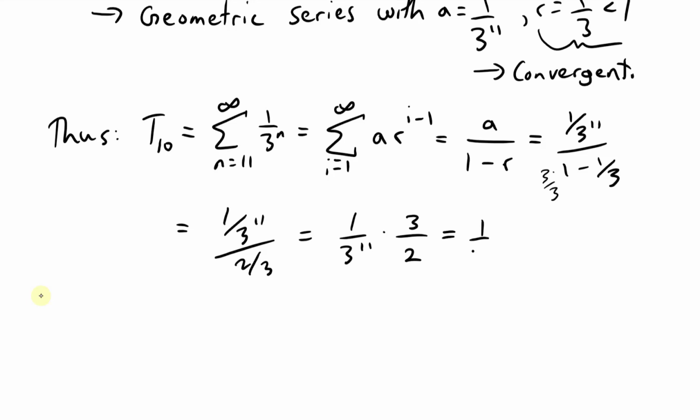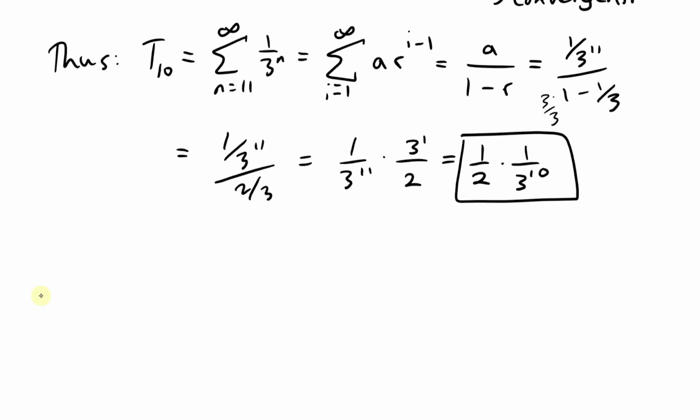So we get 1 over 2 times, and here we subtract the powers because they're divided, 1 over 3 to the 10. So this is the exact value of the remainder that we get from the comparison theorem. So thus R10, the error, is less than or equal to the R10 of T10, which is the comparison remainder, or the error, and which is equal to exactly 1 over 2 times 1 over 3 to the power of 10.